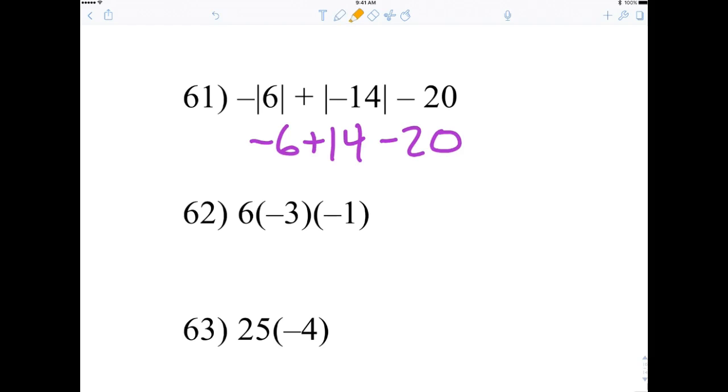So -6 plus 14. Now be careful. Oh, 8. It's 8, because you could read it as 14 minus 6. Everybody okay with that? So that's 8. Now 8 minus 20. -12. 8 minus 20 is -12.